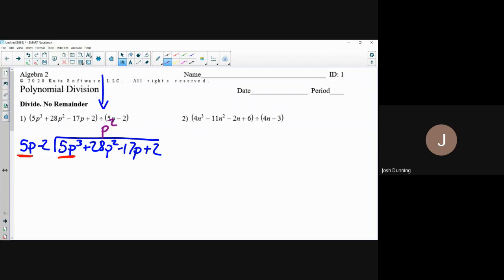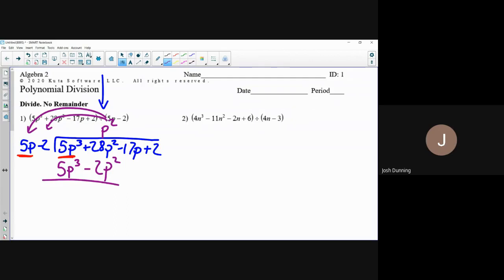So p squared. Now just like in regular long division, whatever you write down up there as your first part of your answer, you multiply by. However, you're dividing by a binomial. So you have to remember to distribute to the 5p minus 2. Now, I'm not going to draw these arrows every time. I'm just illustrating this time what I'm talking about. Make sure you multiply what you write up top by both of those terms. So 5p cubed minus 2p squared.